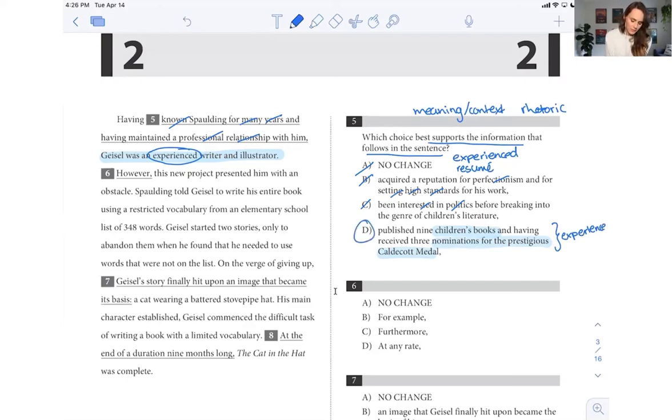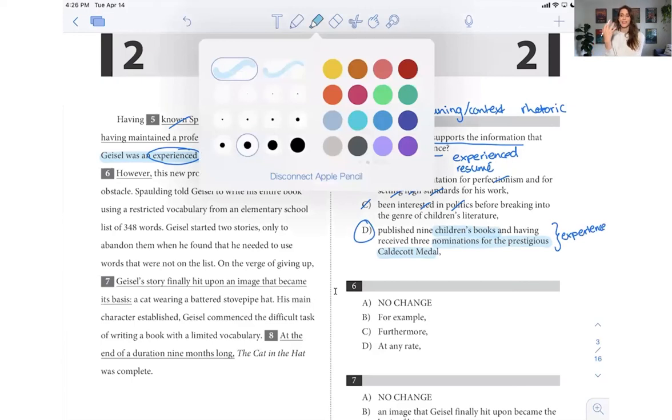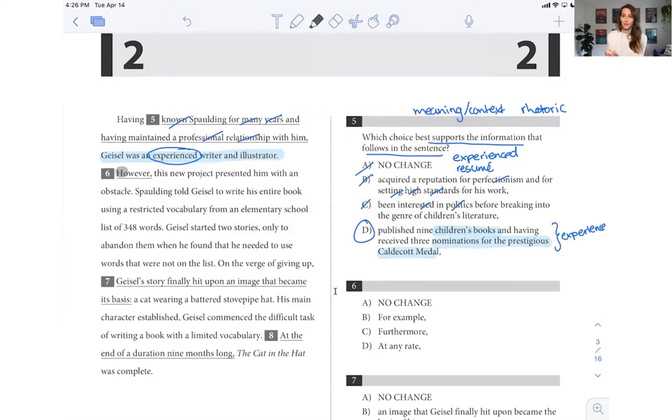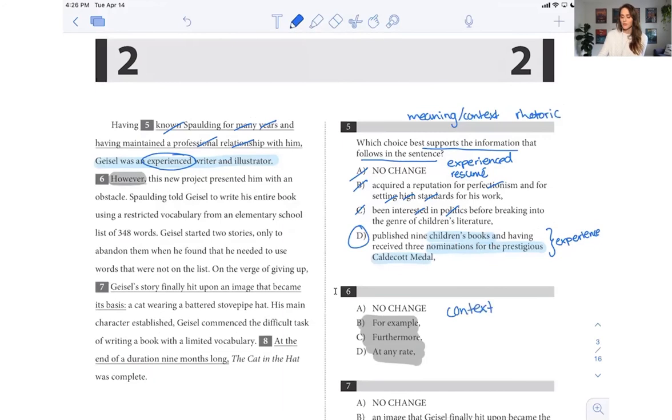However, this new project presented him with an obstacle. So the moment I see a contrast word, like however, consequently, although, any kind of transition, I ignore what's given, and I don't look at my answer choices either. I cover them up with my hand, and I decide what is the context. What is the relationship between the information that came before that word and the information that came after? And once I've determined the relationship, then I can easily pick the right transition.